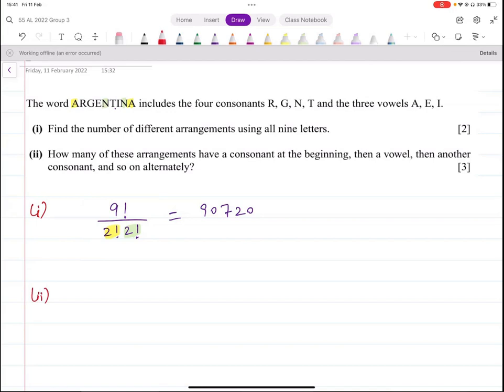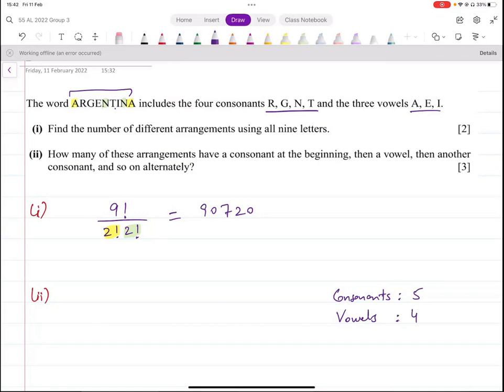Okay. Let's look at the second part. How many of these arrangements have a consonant at the beginning, then a vowel, then another consonant, and so on alternately? Okay, so we've got 4 consonants and we've got 3 vowels. और उसमें फिर आपकी repetitions भी हो रही हैं. Now let's think about it. How many consonants do we have in total? N 2 दफा आ रहा है, so there are 5 consonants in total. ठीक है? There are 5 of them. Vowels कितने हैं? There are 4 of them.